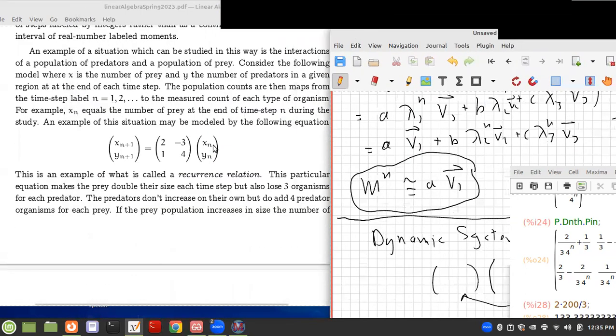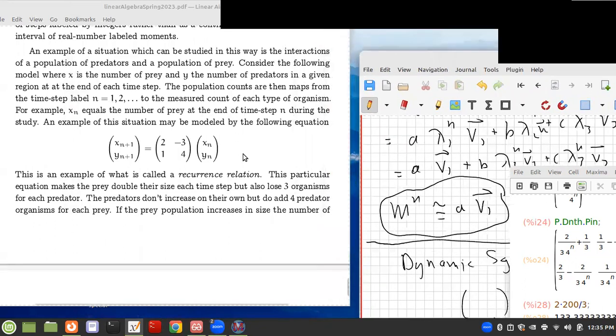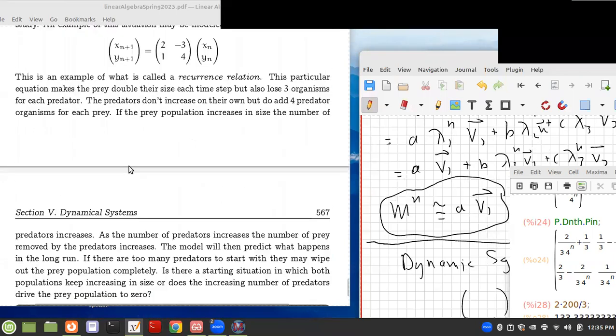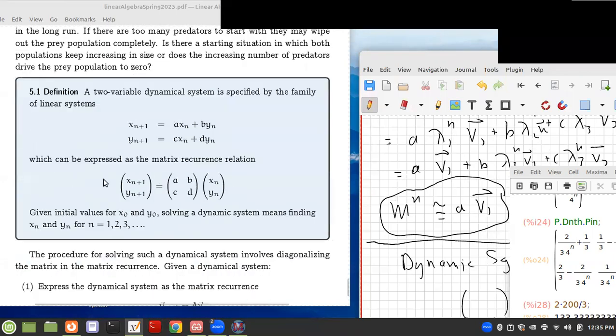So usually, for example, you have a recursion relation in which I've got a state xn, yn, and I've got a matrix here, 2, -3, 1, 4, that changes it to the next state. And I can ask then, what happens in the long term? So this is a definition of a dynamical system. I have a discrete linear system like this, right?